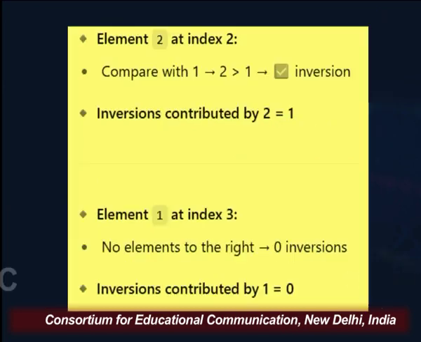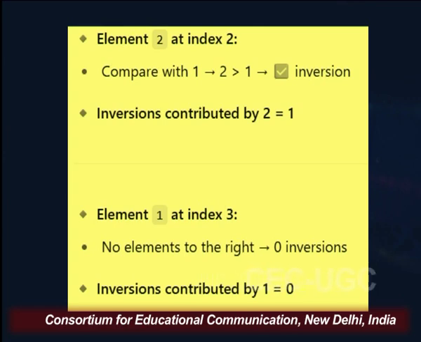Similarly, if we talk about the element 2, which is available at index 2, and compare it with the element which is available on its right, which is nothing but 1. So, 1 when compared with 2, we found an inversion. So, inversions contributed by 2 in number is going to be 1.